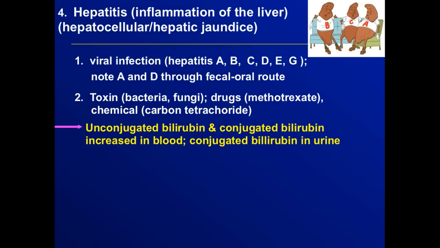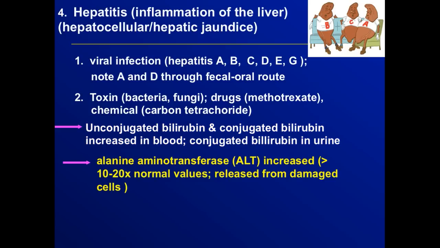One is the conjugation process. The other one is the transportation and excretion. So these two cannot happen. So in this case, you will see both unconjugated as well as conjugated bilirubin increase in the blood of the patient. Okay? Because both mechanisms are affected. In obstructive jaundice just now, the transportation or the excretion process is affected. Conjugation, no problem. But here, both functions are affected.